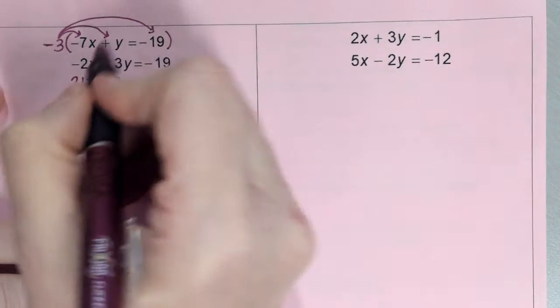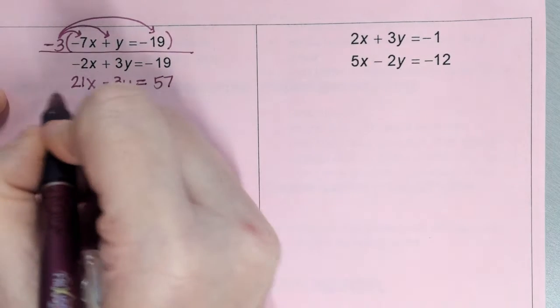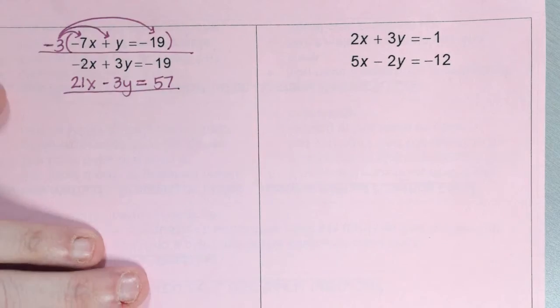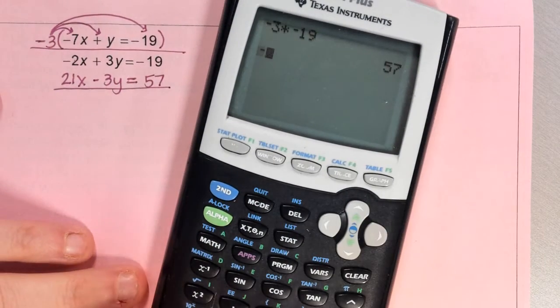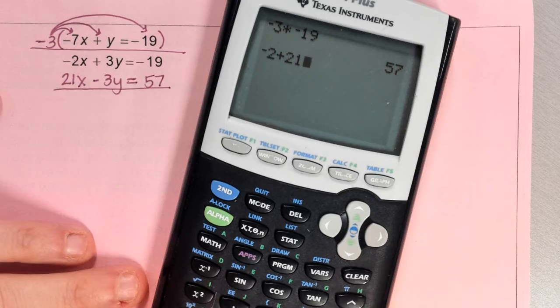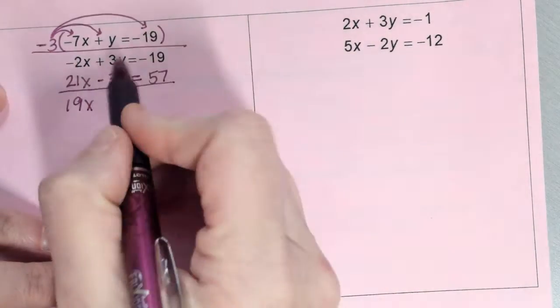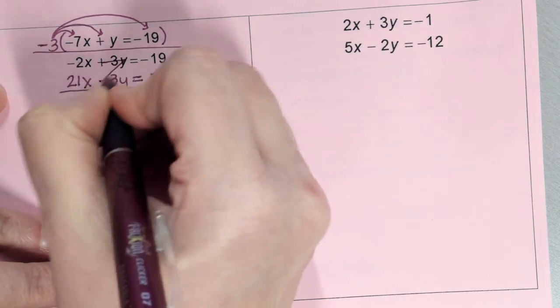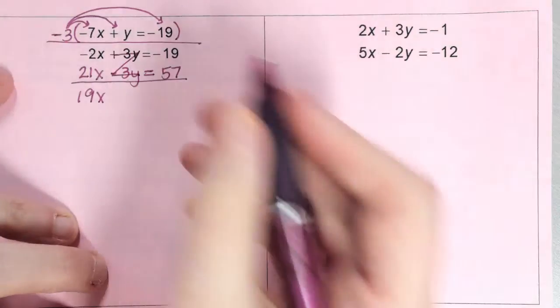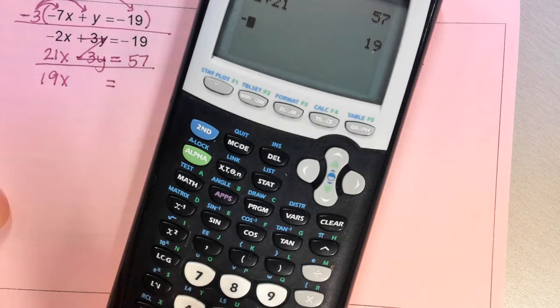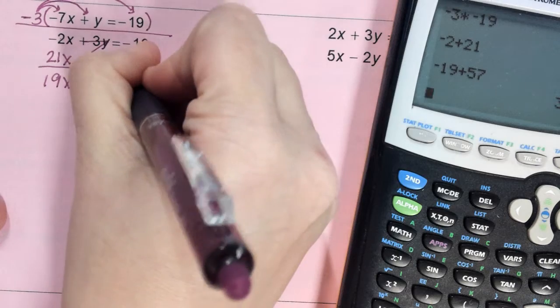Now at this point, I'm combining these 2 equations. -2 and +21 gives me 19, so I have 19 x's. 3y and -3y zeroes these out, so I have no y's, and I don't need to write anything down. My equal sign comes down because I didn't do anything to it. And then I have -19 and 57, which gives me +38.